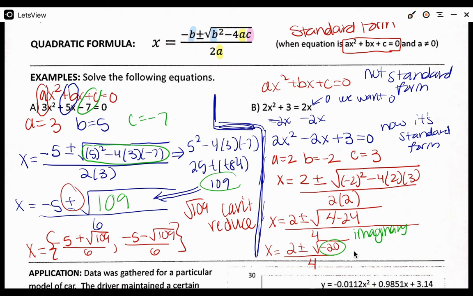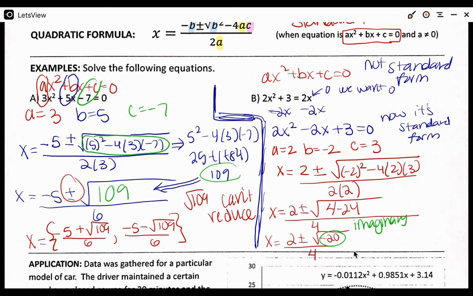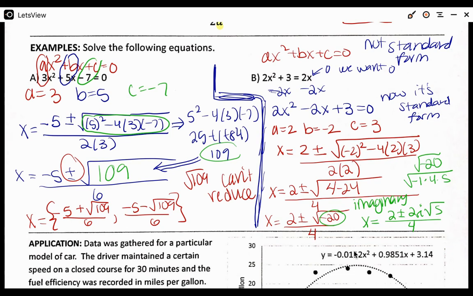So we have to solve for imaginary. Okay? If we broke this down, the square root of negative 20 is the same as the square root of negative 1 times 4 times 5. So our x value is equal to 2 plus or minus 2i square root of 5 all over 4. And then we can reduce this down a little bit more.